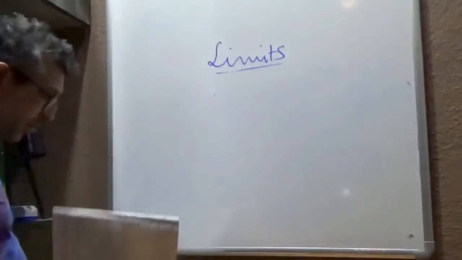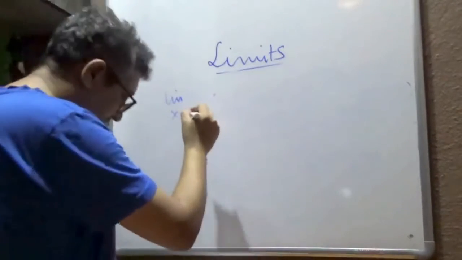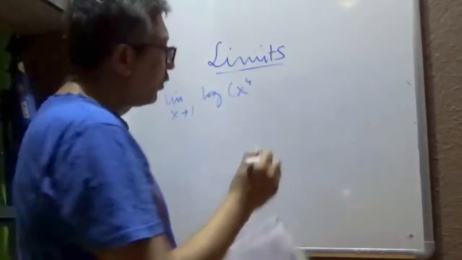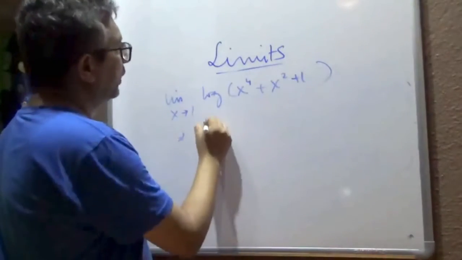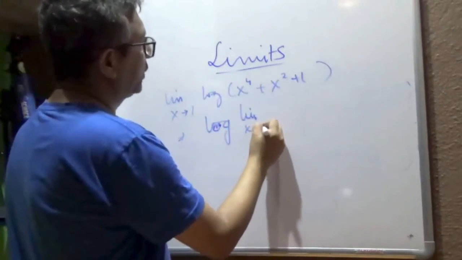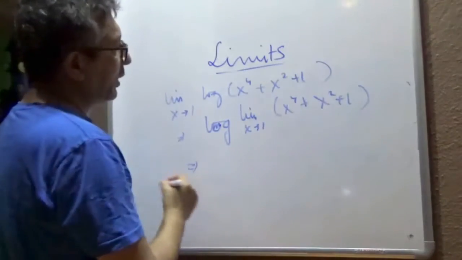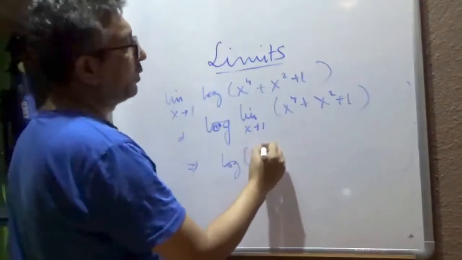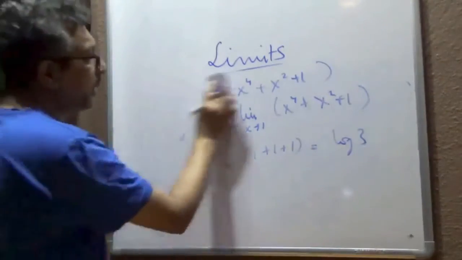Let's do one more, which is limit x tends to 1, log of (x4 plus x square plus 1). So in that case, log will come out, limit x tends to 1, x4 plus x square plus 1. This becomes log of, substitute, this is the direct substitution method, 1 plus 1 plus 1. This is log 3. Okay.